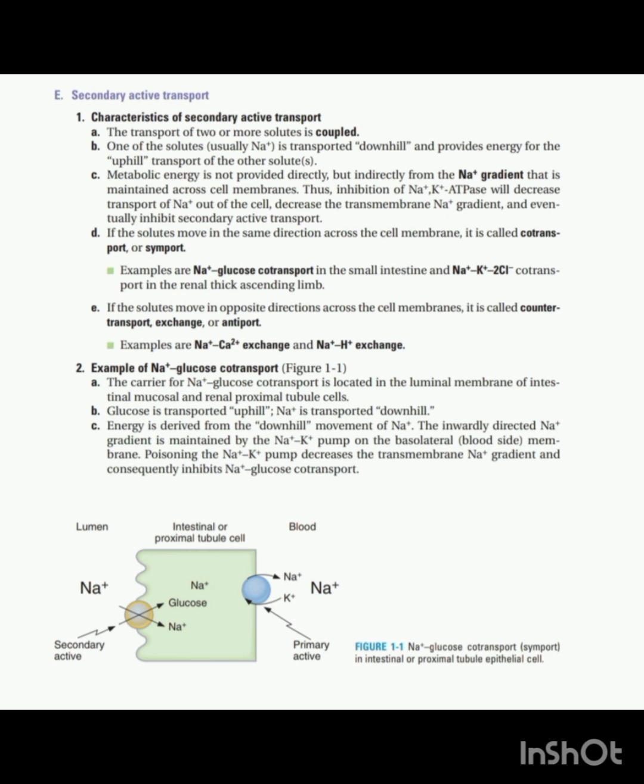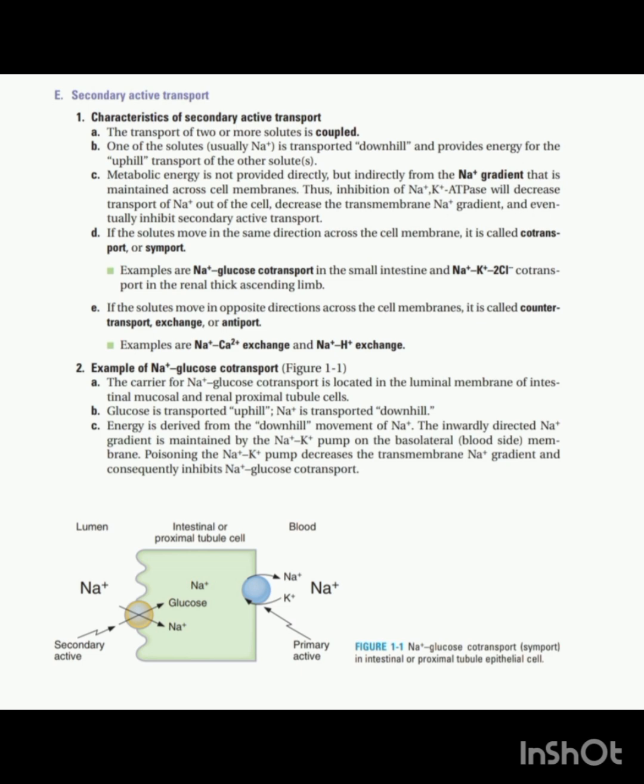Okay, let's see what's written in the BRS physiology. Secondary active transport: the transport of two or more solutes is coupled. One solute, usually sodium, is transported downhill, and it provides the energy for the uphill transport of the other solute. The other substance is moving uphill because it is active transport.